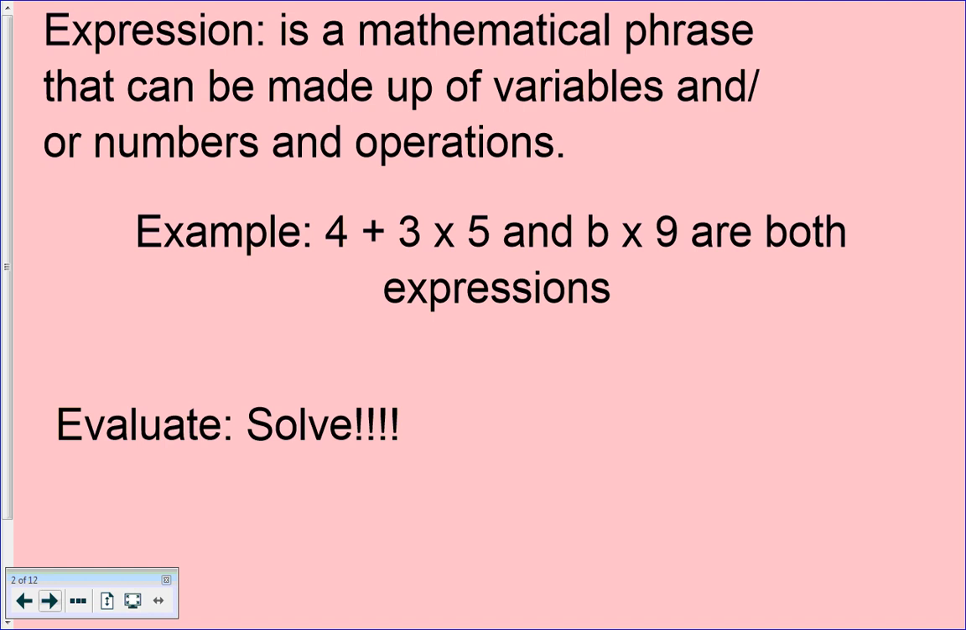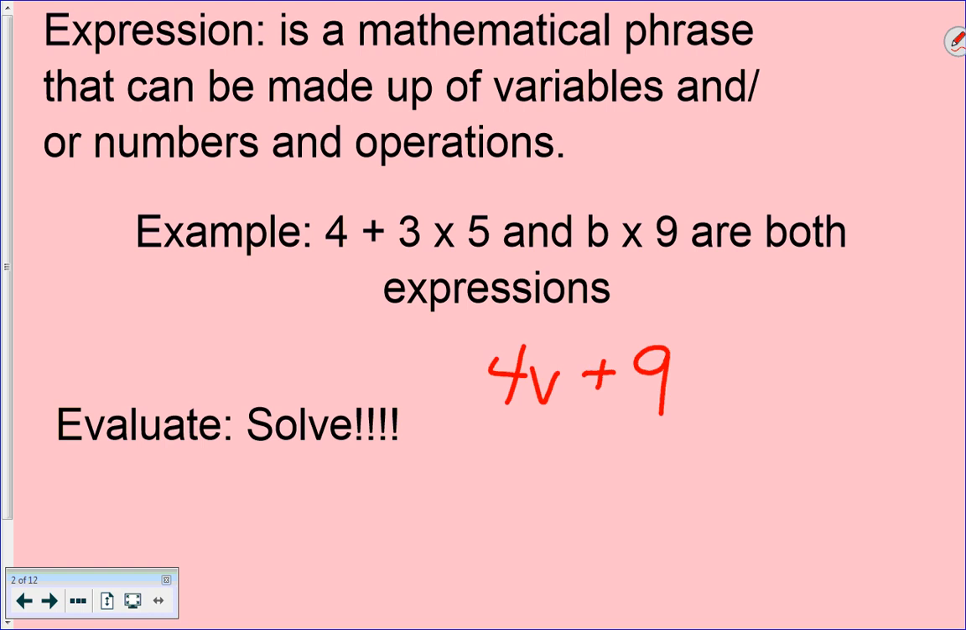Okay, so like something that looks like this. 4 plus 3 times 5, this is considered an expression. This could also be considered an expression. 4v plus 9, that's an expression. Anything that has a letter, a variable, and an operation can be considered an expression.